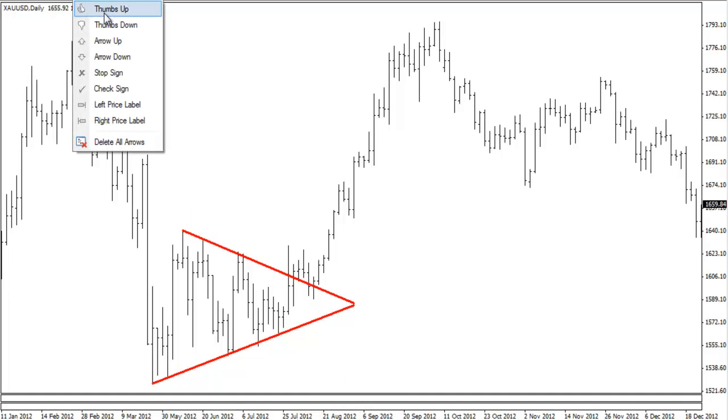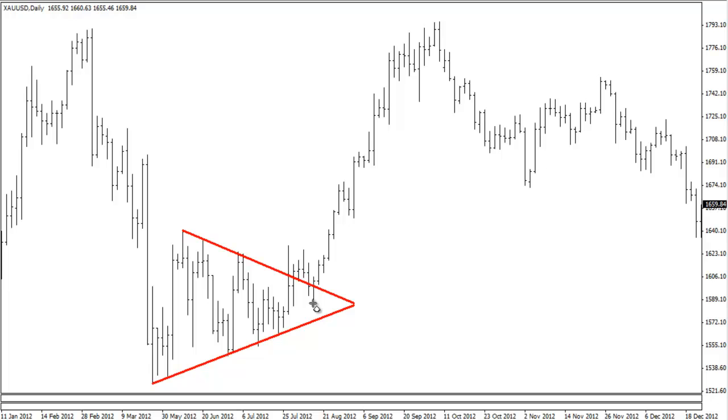An example of that here would be to enter on this bullish pin bar, because price has broken the triangle, pulled back to the triangle, and given us a buy signal with price action, and this resistance has become support, and we can see price moves aggressively.